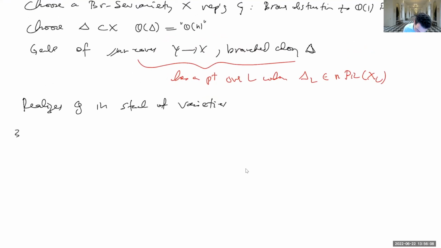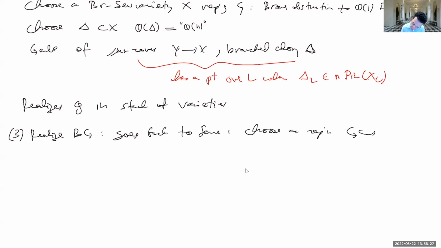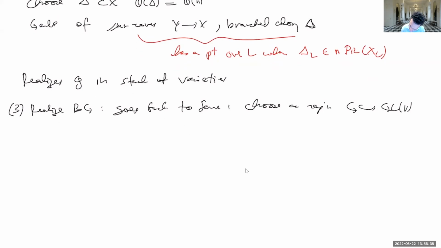If you think about what if we just wanted to realize BG itself? Well, this is an idea, I think this goes back to Serre. If you choose a representation on some vector space that you mess with to make the locus with a stabilizer very small in some concrete sense, right? So small stabilizers.